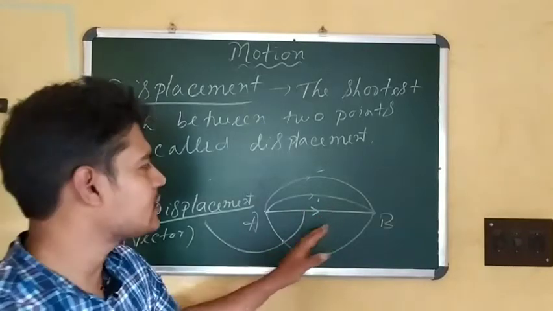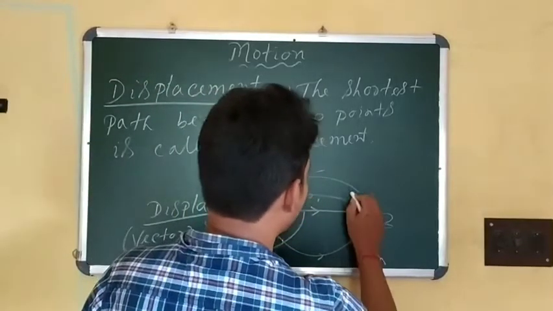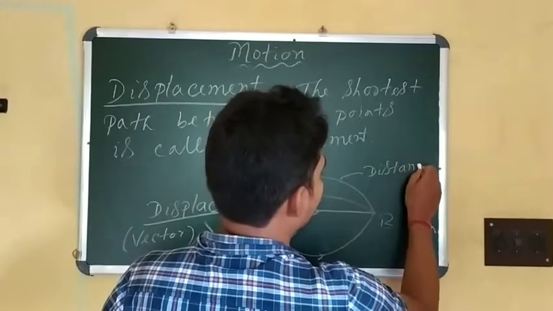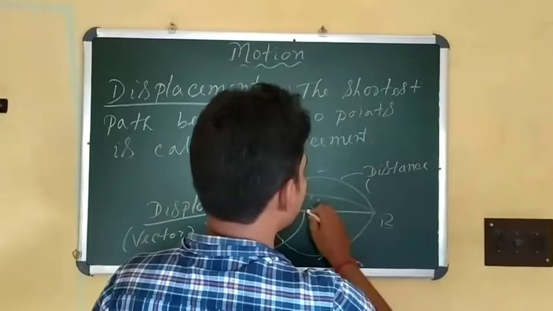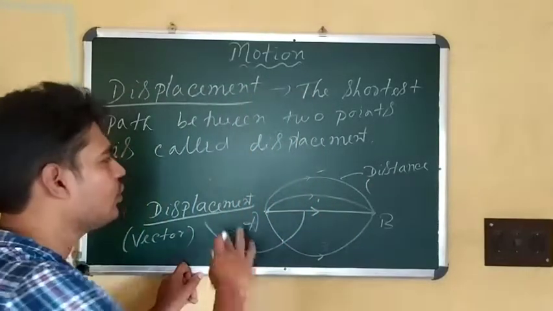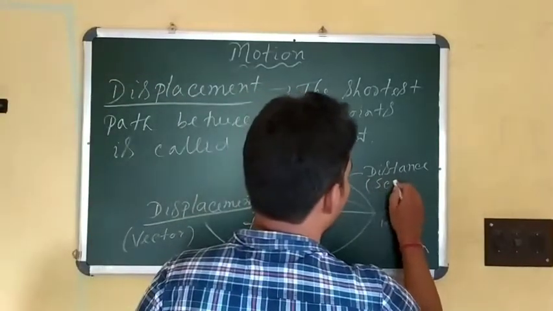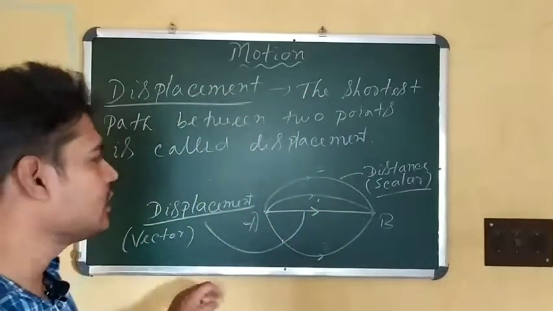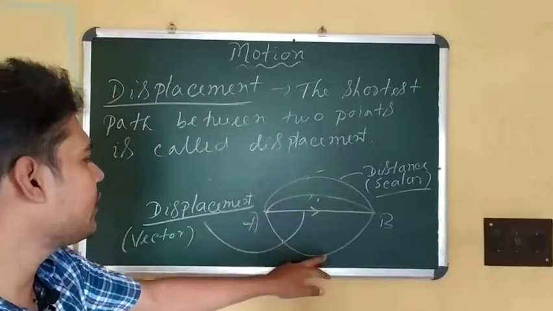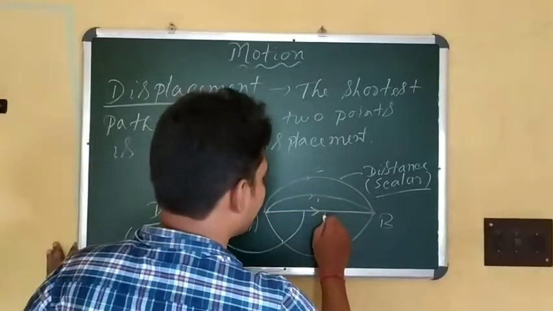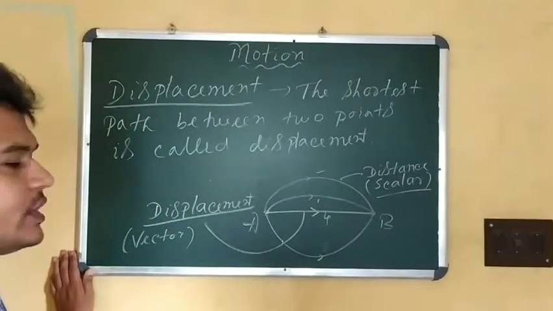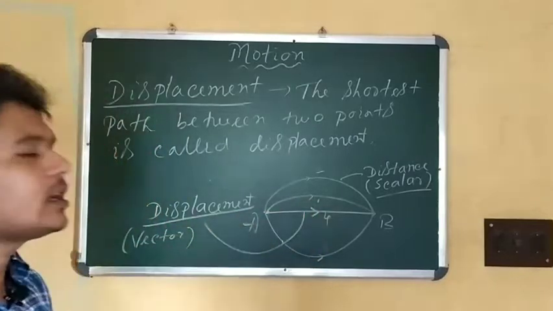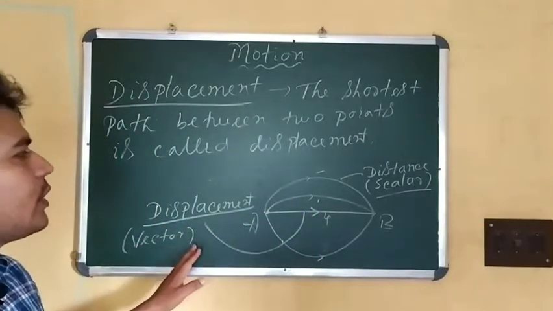But distance, all these 3, 1, 2 and 3, that are the distance, and there is no specified direction in this. So all these are scalar quantities. You will learn more about this in higher classes. So all these 3, 1, 2 and 3 are the distance, and the 4th path, which is the shortest path from A to B, is the displacement. I think all of you understood this.